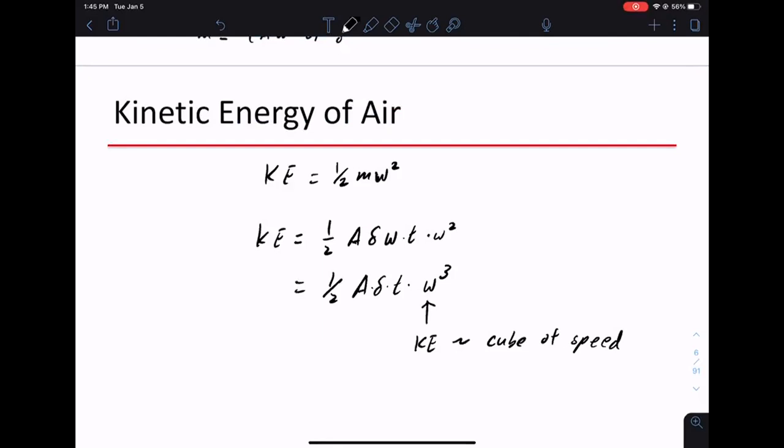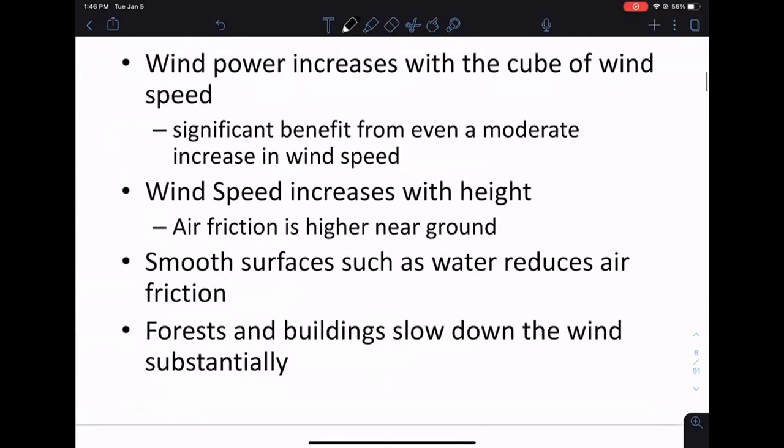So speed is really the main thing driving how much power we can get. That's why we're willing to go to very inconvenient areas, like building a turbine over, let's say, a mountain. It's because a small increase in speed means a big increase in power, a big increase in the kinetic energy of air. So this cubic relationship is important. This is cubed.